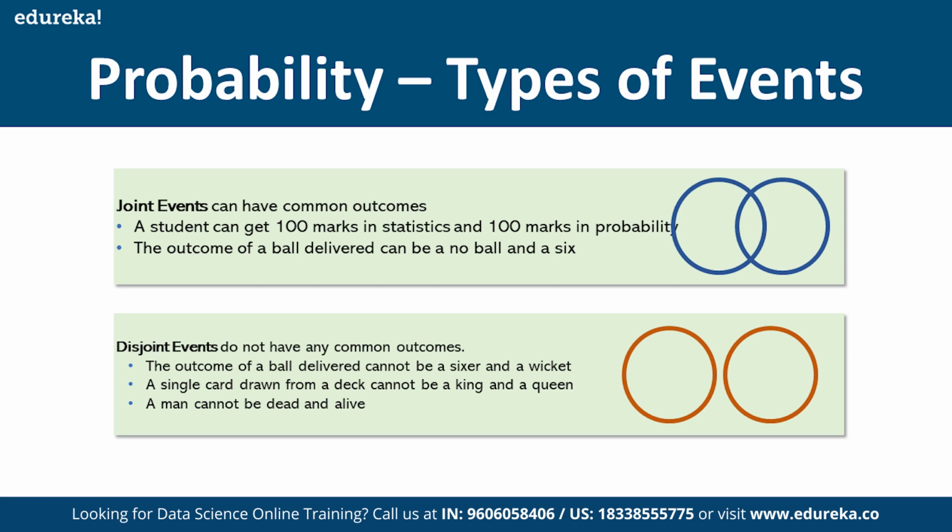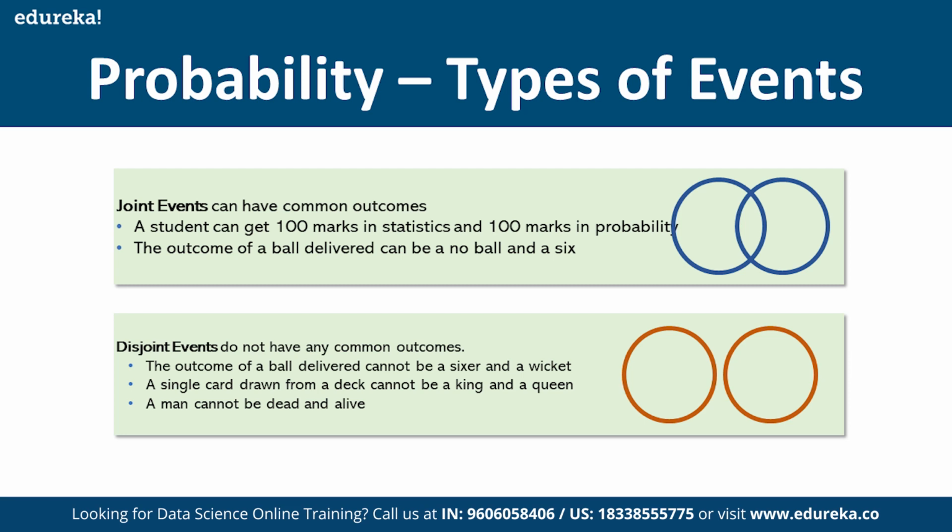Now, what are joint events? They have common outcomes. For example, a student can get 100 marks in stats and 100 marks in probability. The same student is getting 100 marks in stats as well as maths. Those are joint events. The outcome of a ball delivered can be a no ball and a 6. Let's say a cricketer is throwing a ball and the ball is a no ball, as well as he is going to hit a 6. So both are joint events. On the same ball, we got a 6 and we got a no ball.